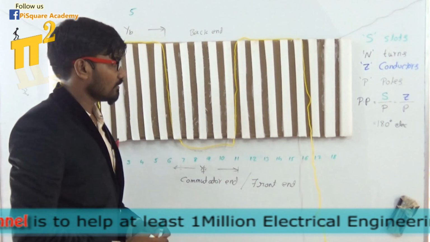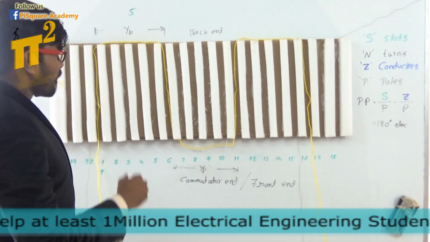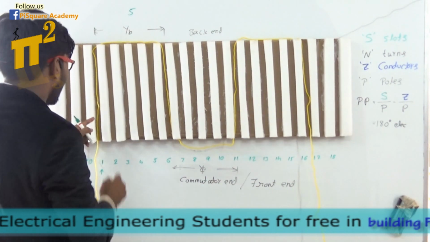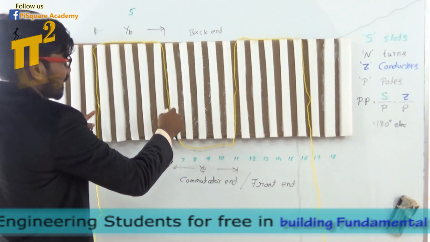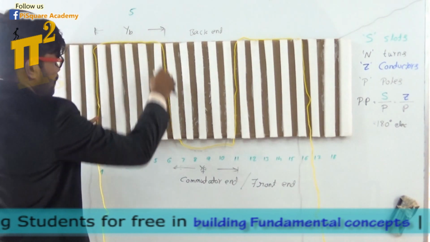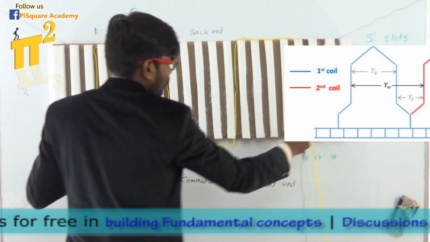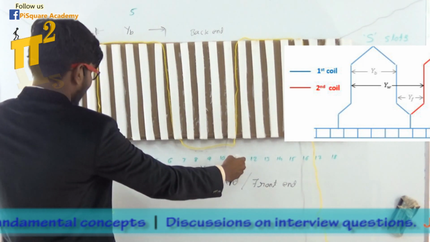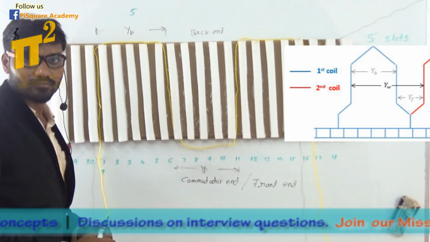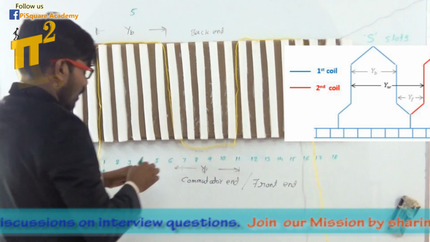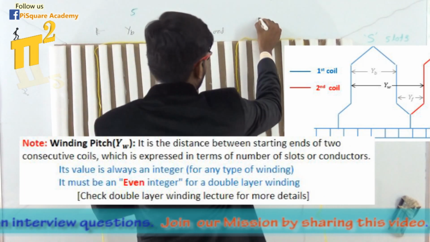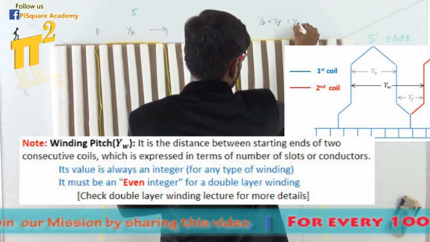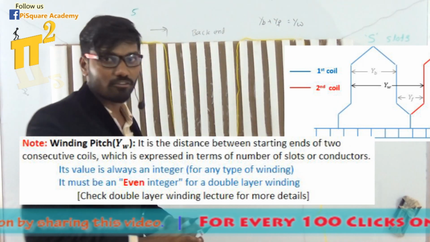Are you clear? Next, another one is called winding pitch. Winding pitch is simply the distance between two consecutive coils. This is first coil and this is second coil. What is the distance between these two? This is the distance. 11 minus 1, that is 10. Or else you can say YB plus YF is equal to winding pitch. I'm talking about wave winding.